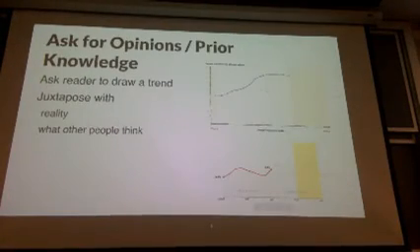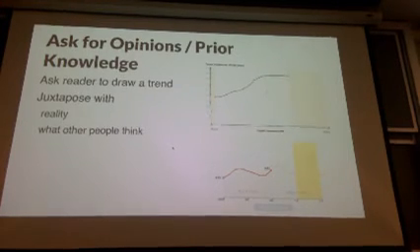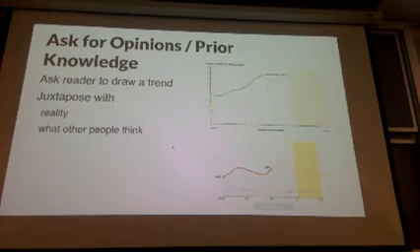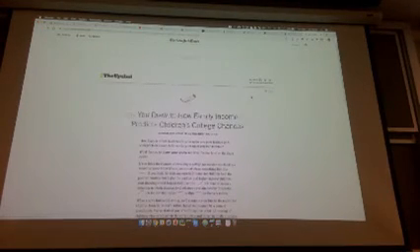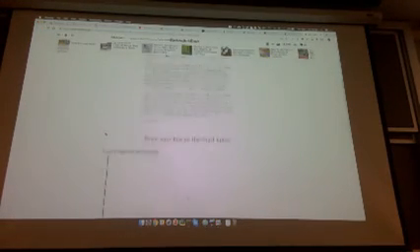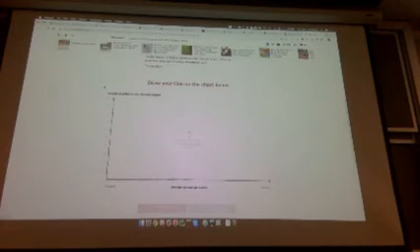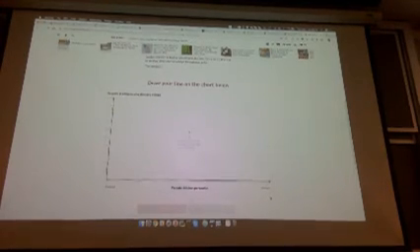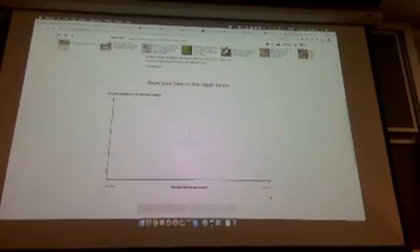Another way of doing this that I think is a great idea is to ask for opinions and prior knowledge. So ask readers to draw a trend and then juxtapose two things: A, the reality, and B, what other people think. Here, the New York Times has these you-draw-it features. Here we have a chart of percent of children who attend college and parents' income percentile. You see this is a sketchy rendering. It's meant to be an approximation, and they ask you to draw what you think the relationship is here. So what should I draw?